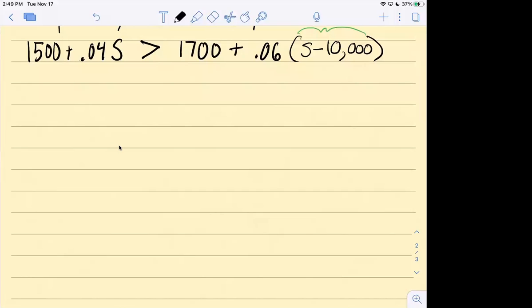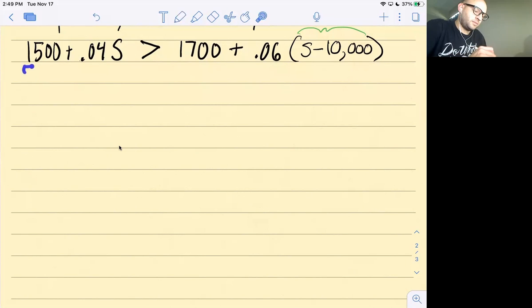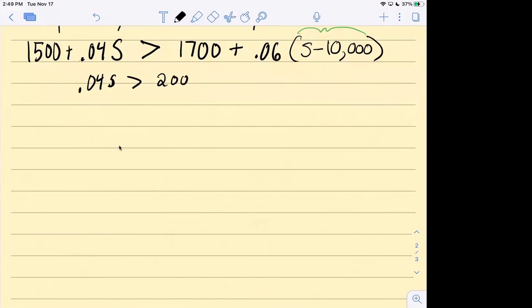Sure. So I got rid of the 150 on the left side by subtracting it from the 170 on the other side. Nice. Okay. Good. So we got 0.04, and don't forget this extra zero, so it's 1500. So did you get 200 here? Yeah. Awesome. Okay. What did you do next?